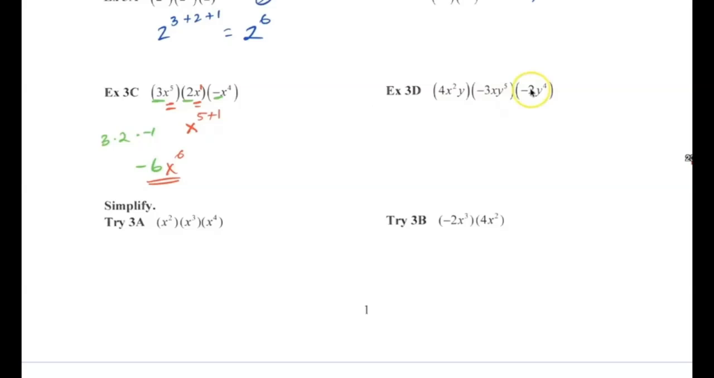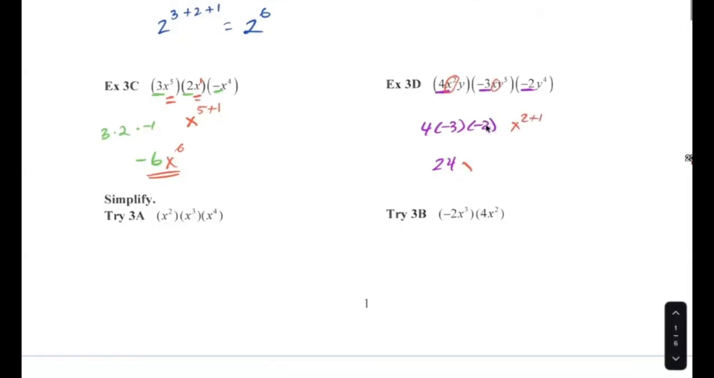The same thing will happen here. We're going to multiply all the numbers together. So I get 4 times -3 times -2. That's -12 times -2 is a positive 24. And then for the variables, you just do each one separately. X squared, we have a total of 3 x's. And then my y's, I have 1 plus 5 plus 4. I have 10 y's total.